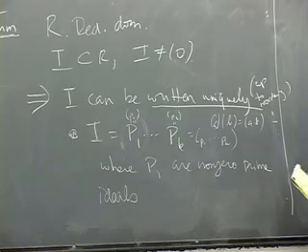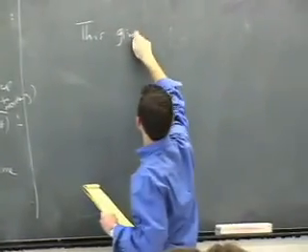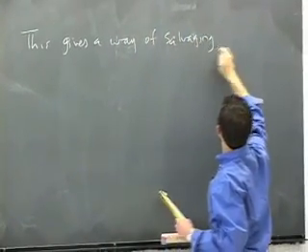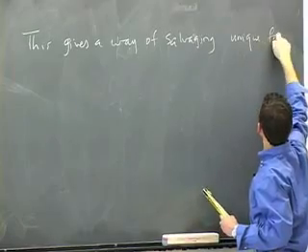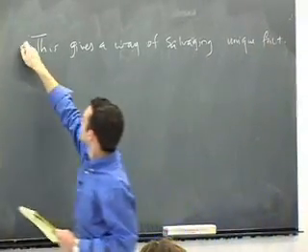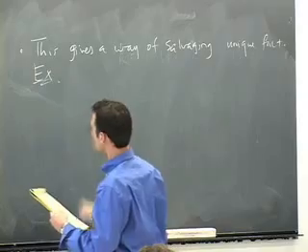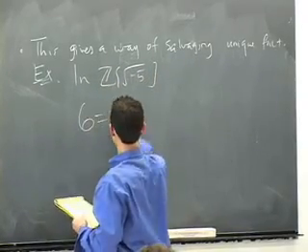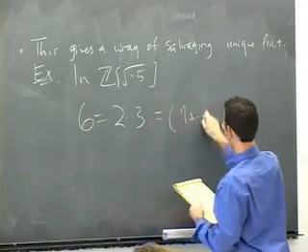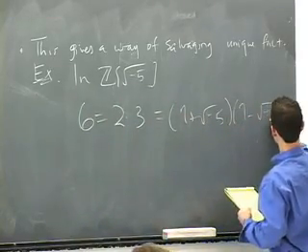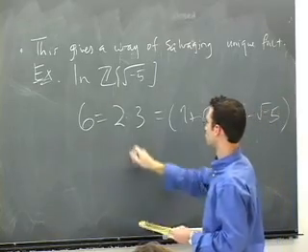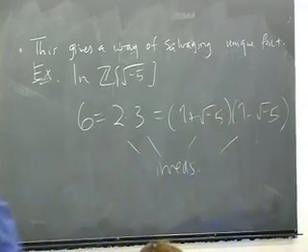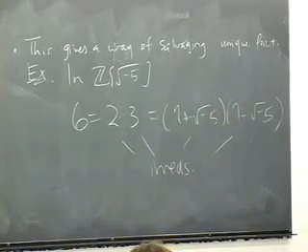So as I said, this gives a way of salvaging unique factorization. So for example, in Z adjoin square root of minus 5, we have these two factorizations into irreducibles. So these are all irreducible. So we don't have unique factorization into irreducibles.